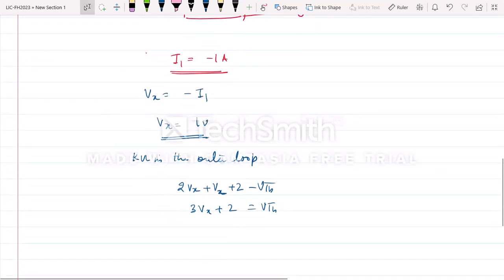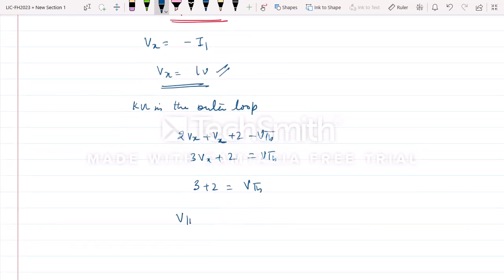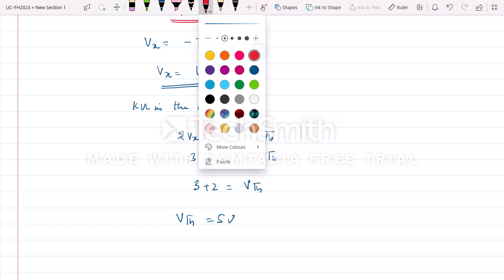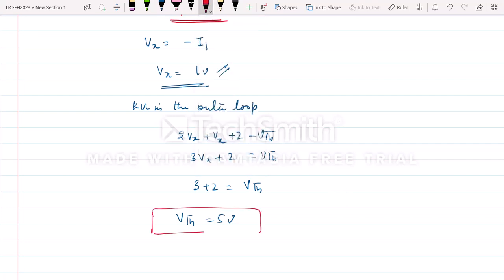What is the value of Vx? Vx is 1 volt. So we write 3 plus 2 equals Vth. What is the value of Vth we got? It is 5 volts. So Vth value is 5 volts. For this circuit, we got the first step.